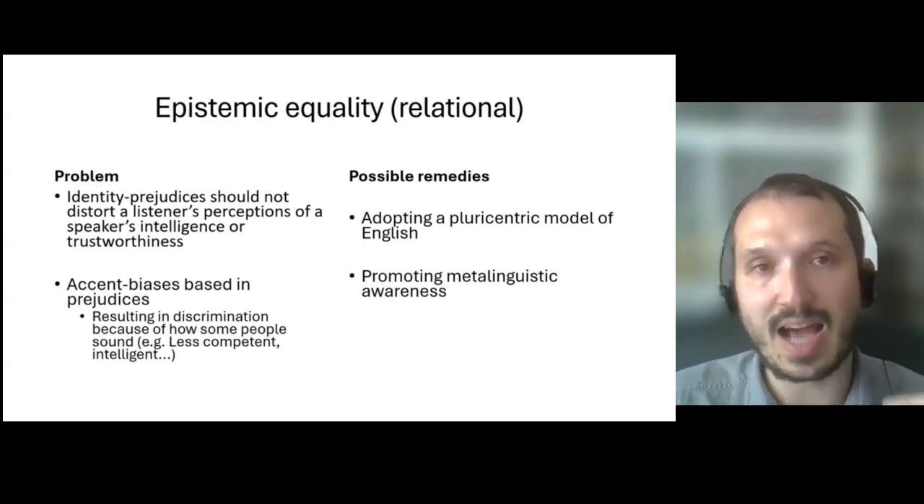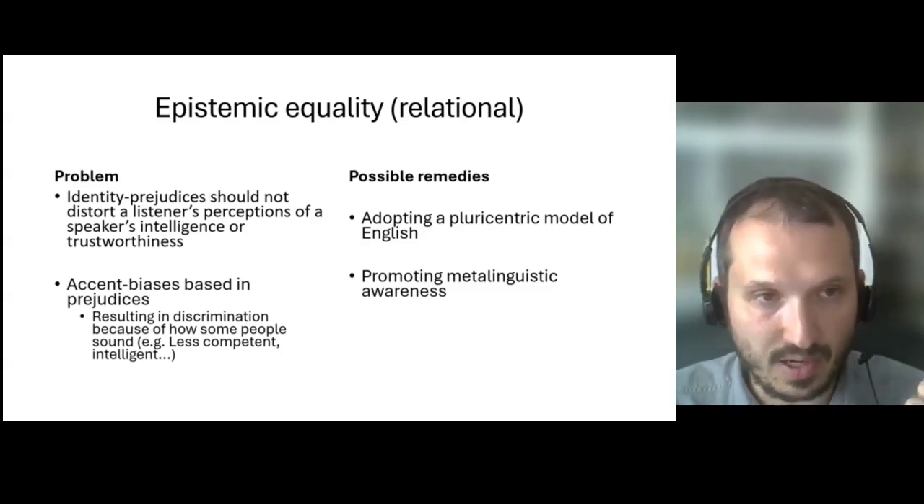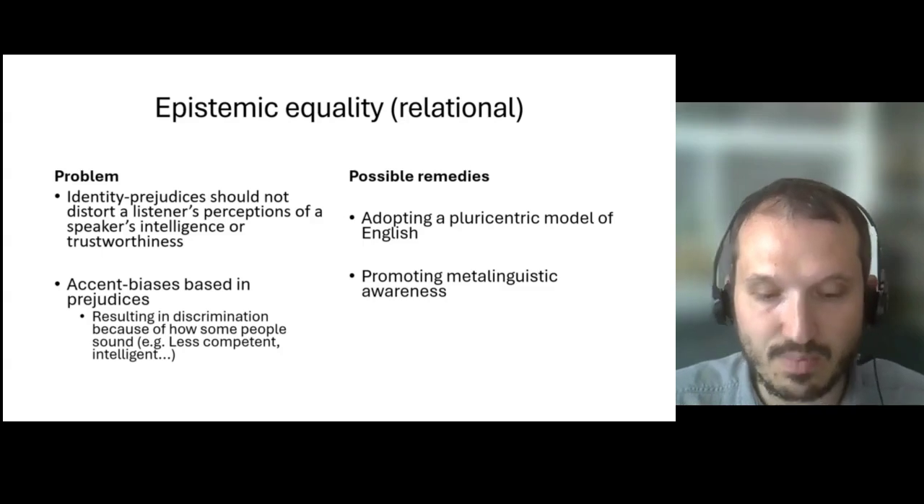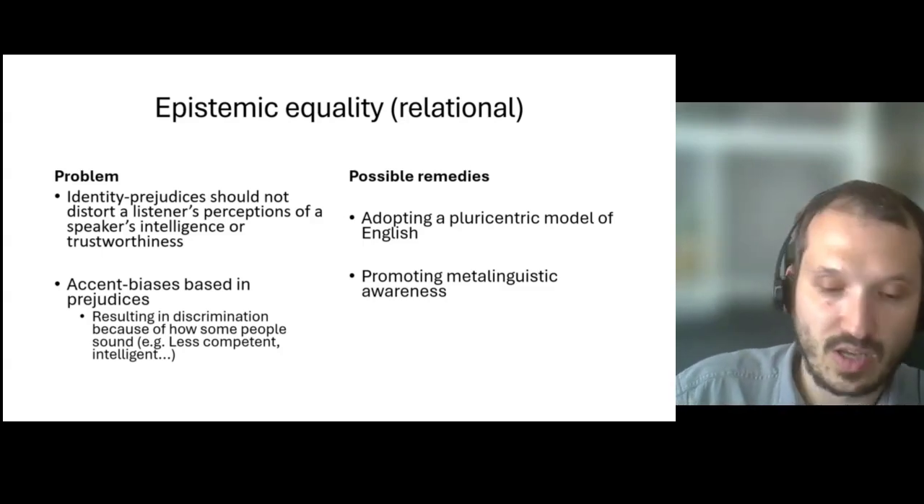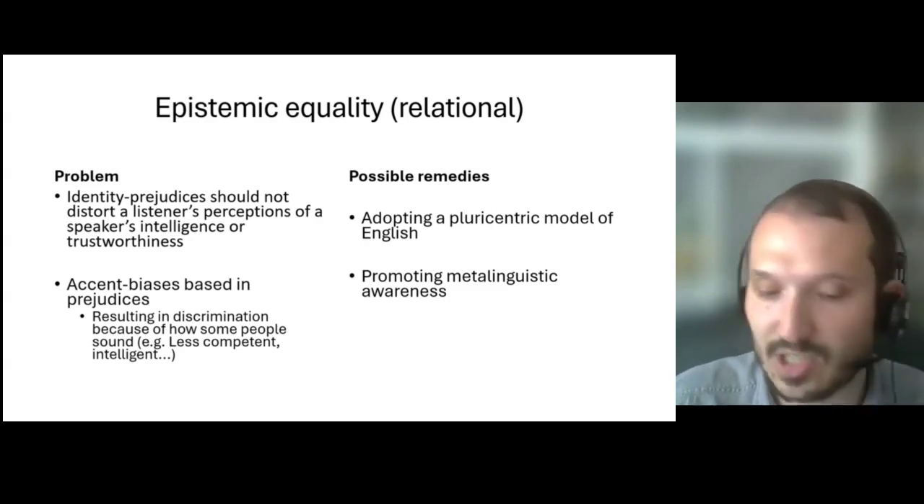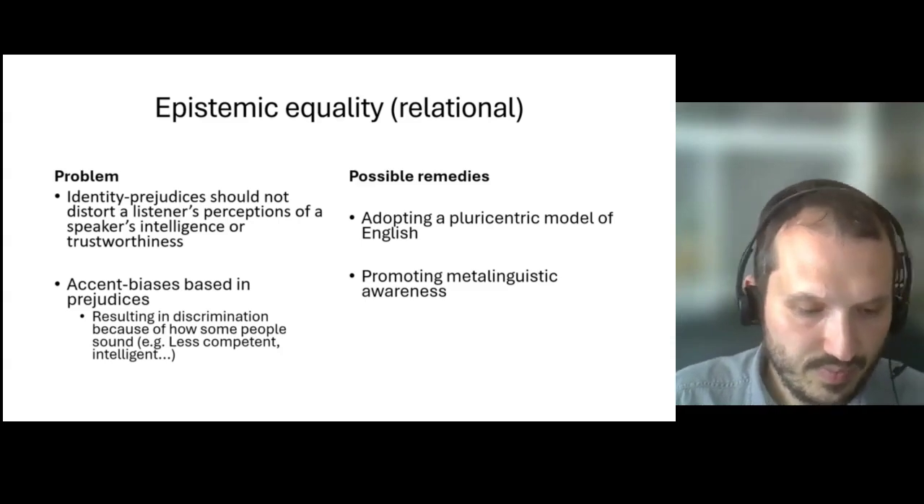So in this sense, accent bias could explain an important range of global linguistic relational inequalities, since the empirical work that we have at hand suggests that bias against, let's say, foreign accented speakers commonly results in them being perceived as less intelligent, less trustworthy, less competent, etc.